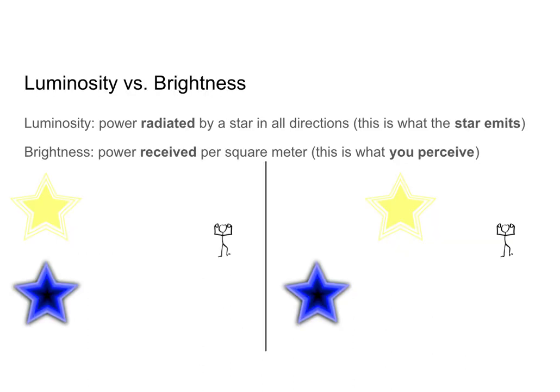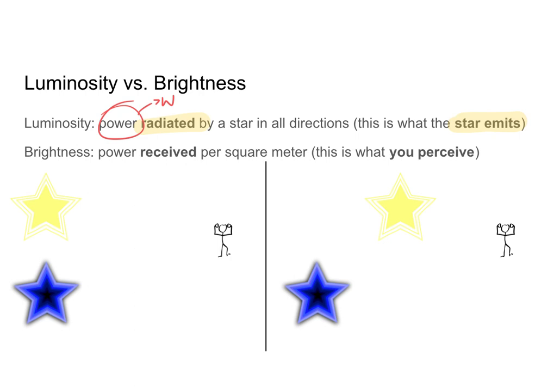So let's take a moment to differentiate between luminosity and brightness. When we talk about luminosity, I am talking about the power that is radiated by a star in all directions, and this is what the star emits. So I'm going to measure luminosity in watts, because luminosity is just the total power radiated.